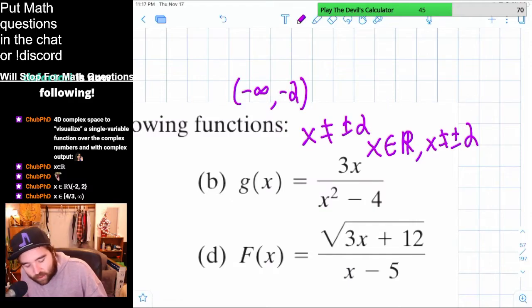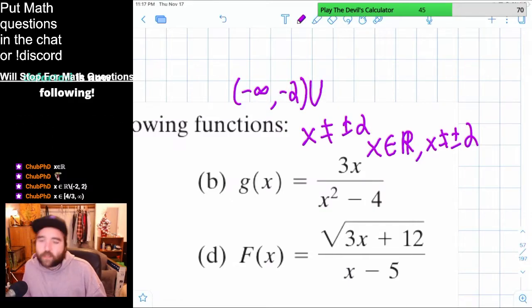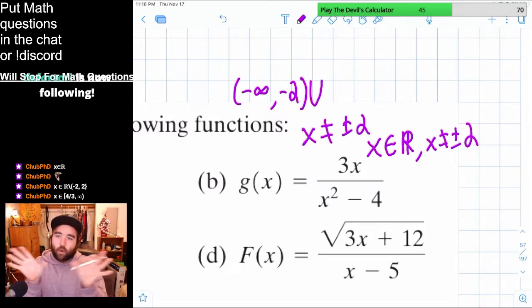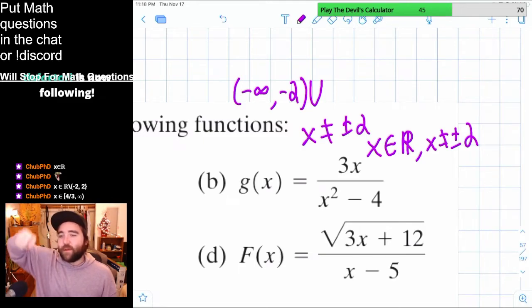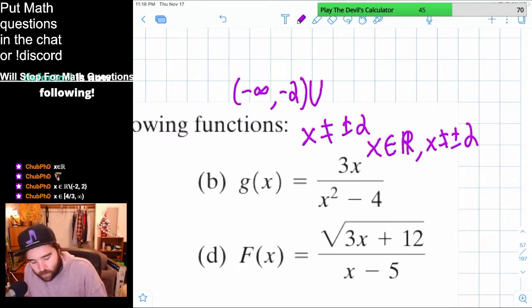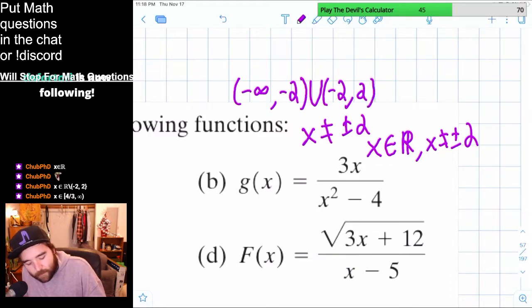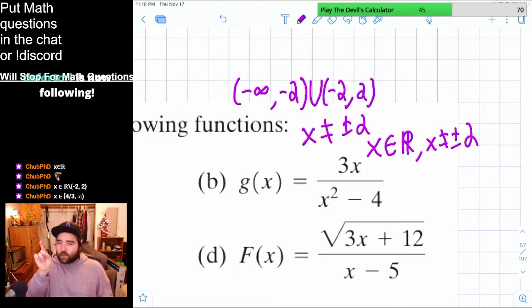And then what else? There's other stuff. So we do a U. That just means union. So union means or. So we're saying that it can be anything from negative infinity to -2. Or what else? Well, it can be anything from -2 to 2, right? Because it can really be anything. We just have to show those gaps at those two specific numbers, at -2 and at +2.